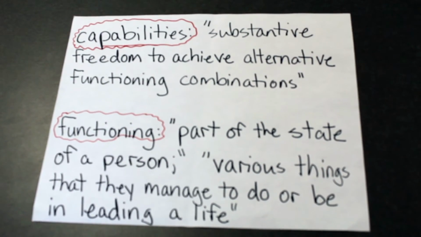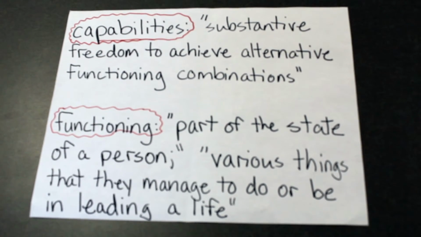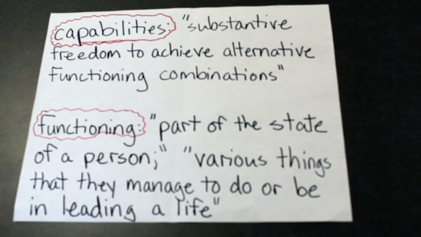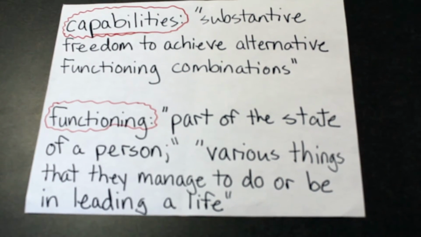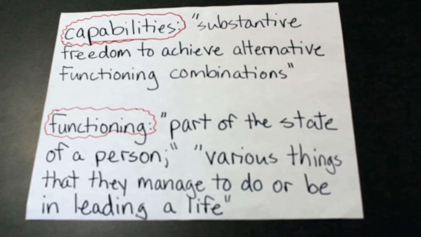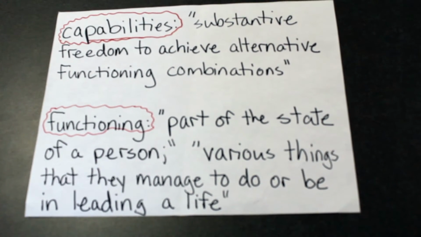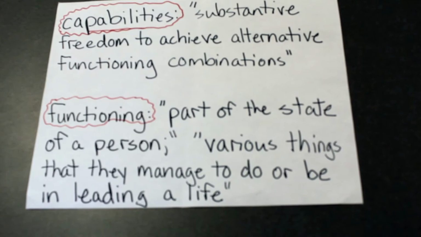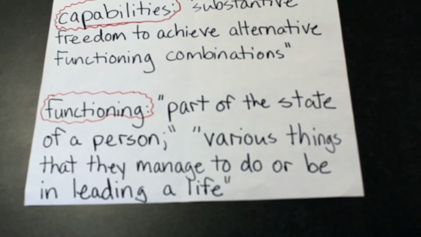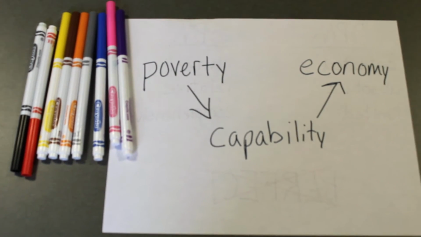According to Martha Nussbaum and Amartya Sen, capability is a substantive freedom to achieve alternative functioning combinations. And what is functioning? Sen outlines functionings as parts of the state of a person, or various things that they manage to do or be in leading a life. An example of this interaction would be universal health care access as a capability to ensure good health as a function. This capability approach seeks to establish a form of economic empowerment.